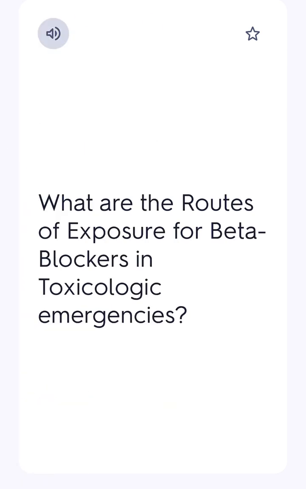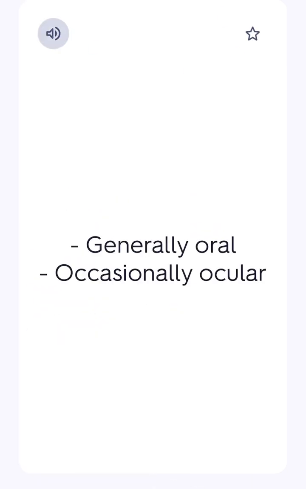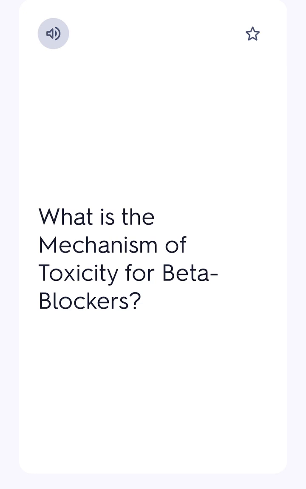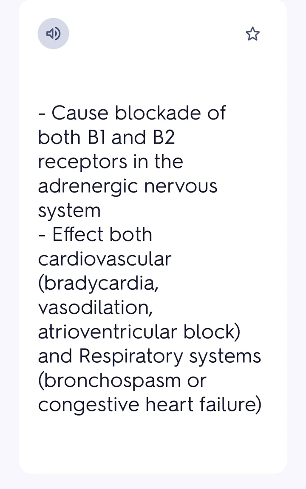What are the routes of exposure for beta blockers in toxicologic emergencies? Generally oral, occasionally ocular. What is the mechanism of toxicity for beta blockers? Cause blockade of both B1 and B2 receptors in the adrenergic nervous system, affect both cardiovascular and respiratory systems.